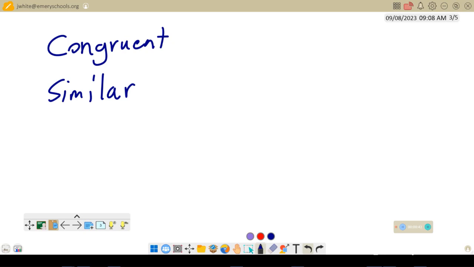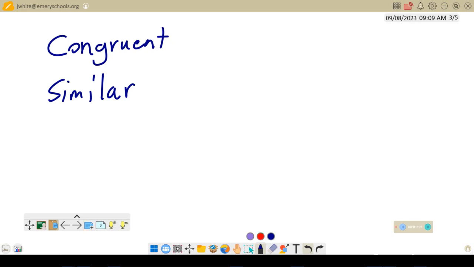What does it mean to be congruent? What does congruent mean in geometry? Same. It's a little stronger than same. Same measures. Yeah, so congruent pretty much means exactly the same in every way, except maybe orientation. So all of the sides and angles are the same between two shapes.